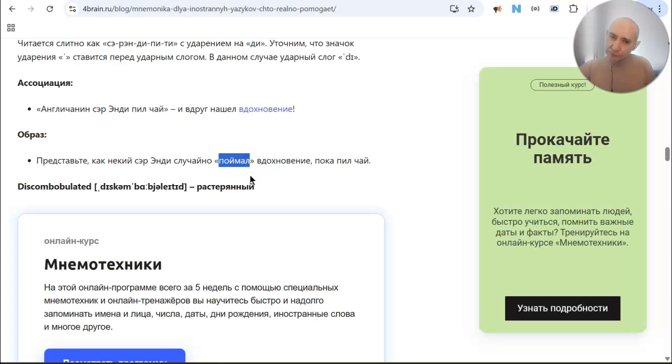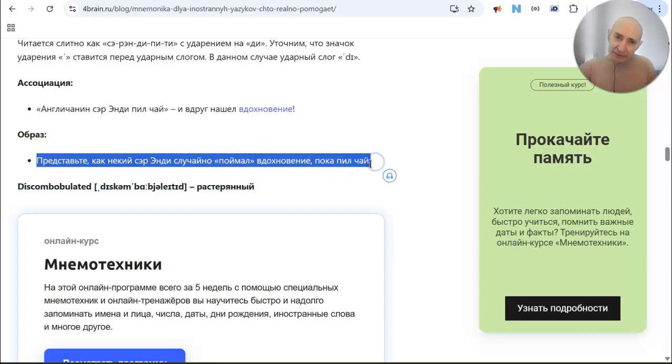Поймал means caught. Вдохновение, remember from the previous sentence, inspiration. Пока пил чай. So пока, that's not пока-пока, that's while. So пока пил чай, while drank tea. But in English, obviously, while drinking tea. So, again. Представьте, как некий сэр Энди случайно поймал вдохновение, пока пил чай. Imagine that a certain Sir Andy by accident caught inspiration while drinking tea.